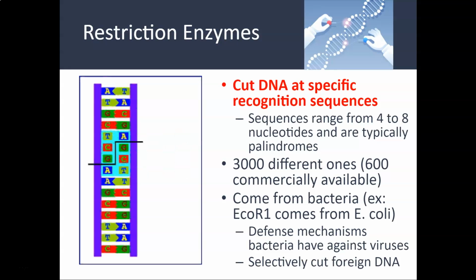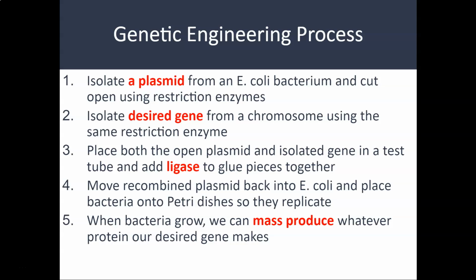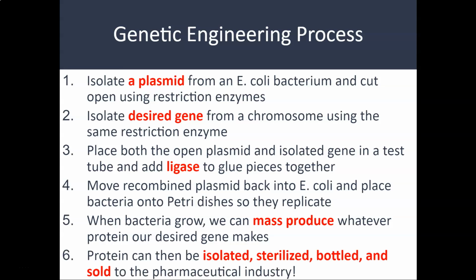So what it does, like I said, is it selectively cuts foreign DNA. So when the virus attaches itself to the bacteria, it can go in and cut the virus's DNA so that it can't replicate. So what we're going to talk about is the steps and processes that we are going to go through in order to do this whole idea of genetic engineering of a protein or of an insulin hormone.